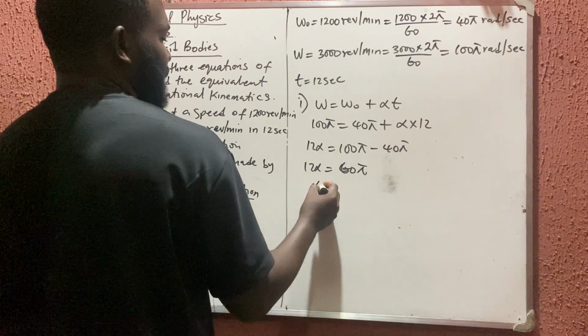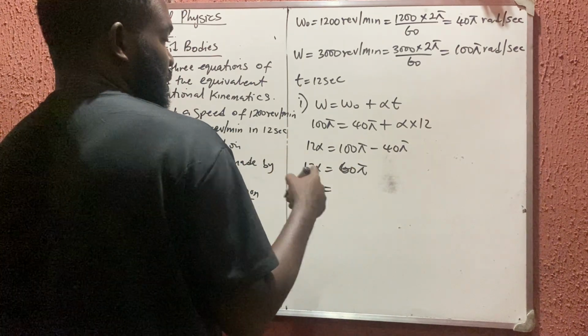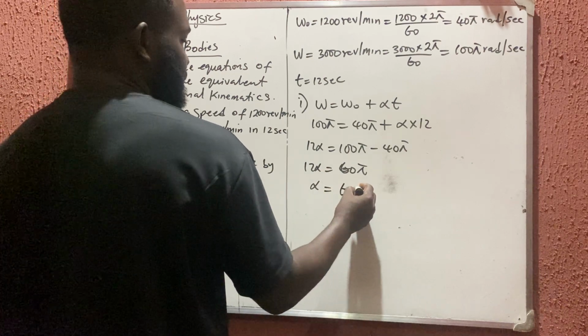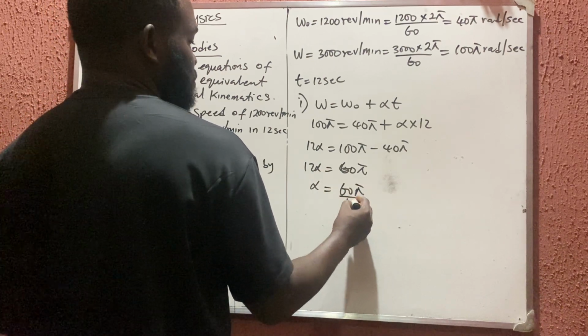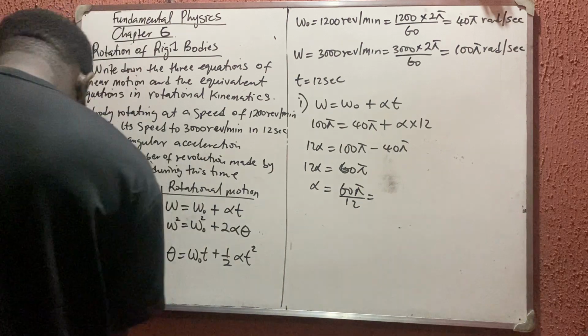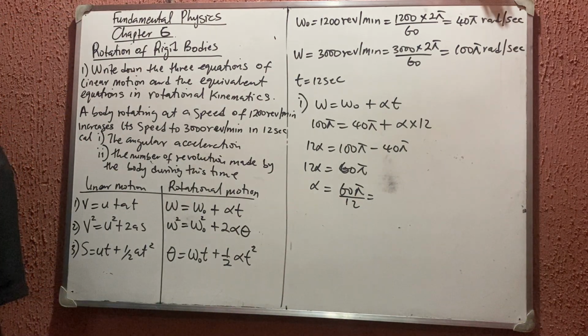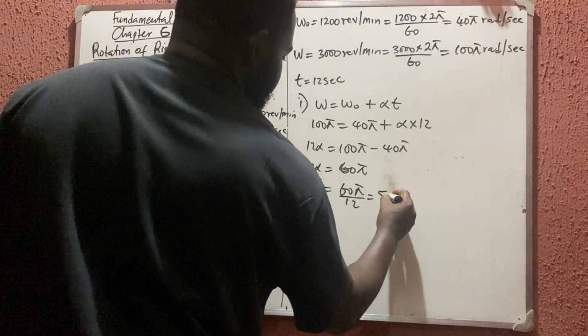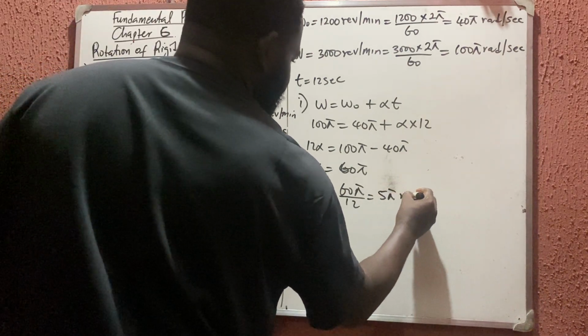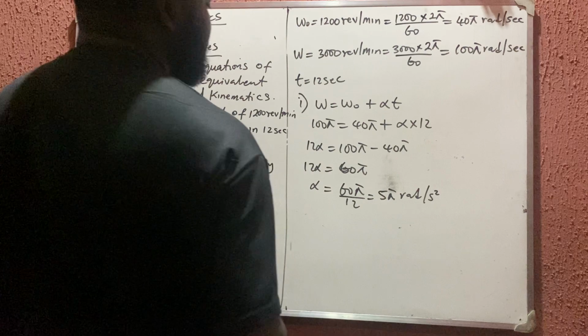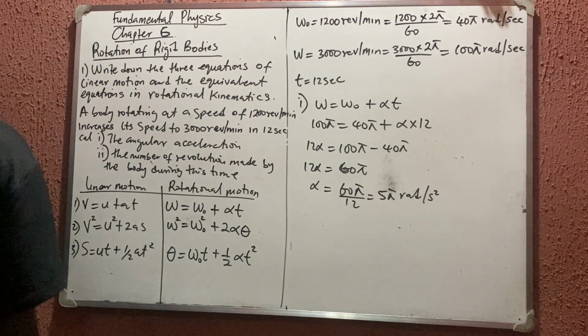Therefore my alpha will be 60 pi divided by 12, which gives 5. So I have 5 pi rad per second squared. Okay, so this is times 3.142.